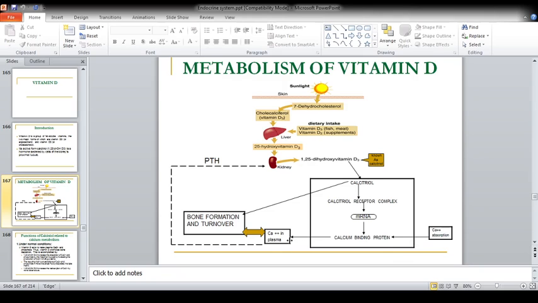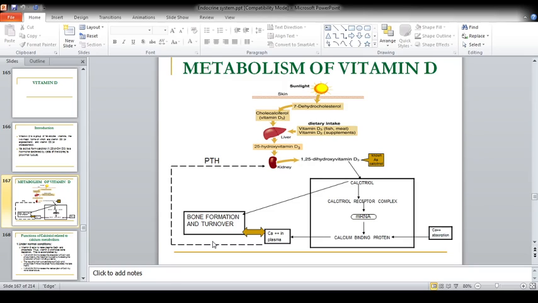This calcium is then transported to the plasma, and this would increase bone formation. This would be used in bone formation, and bone turnover would increase.